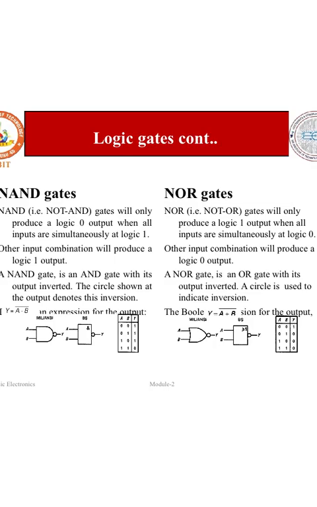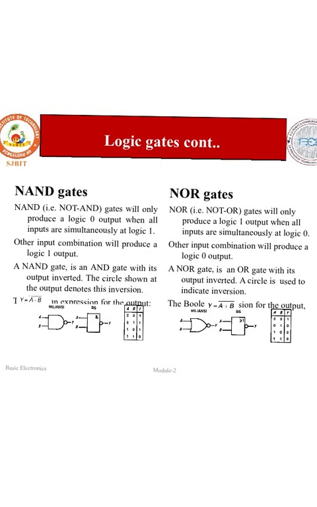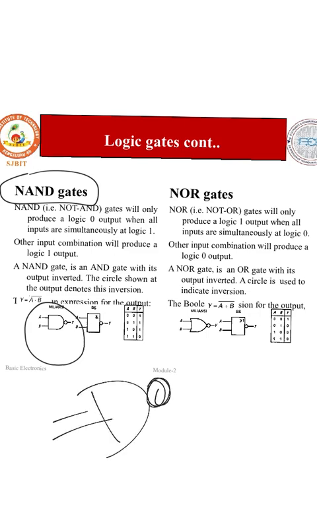The name itself says NAND. So N has been appended to an AND gate. It works opposite to the AND gate. Okay, you can see the diagram here. For the same AND diagram, the NOT symbol is connected. It means NOT of AND.